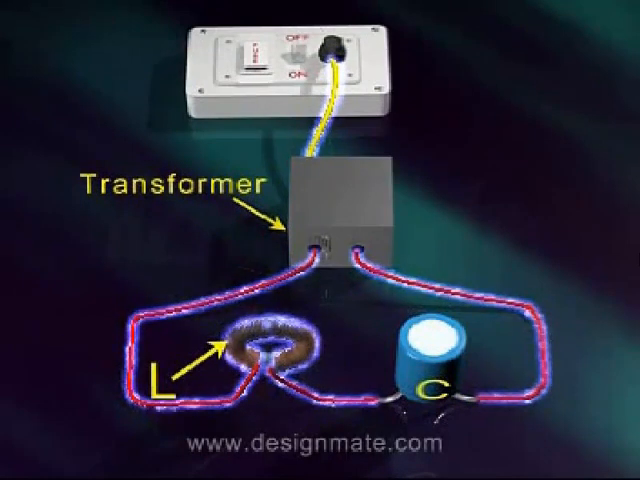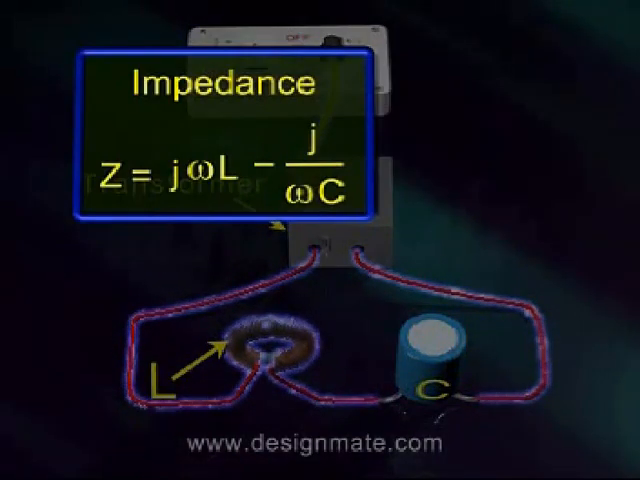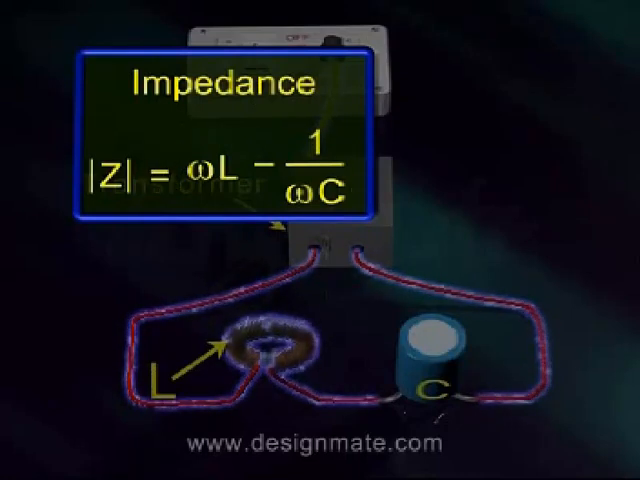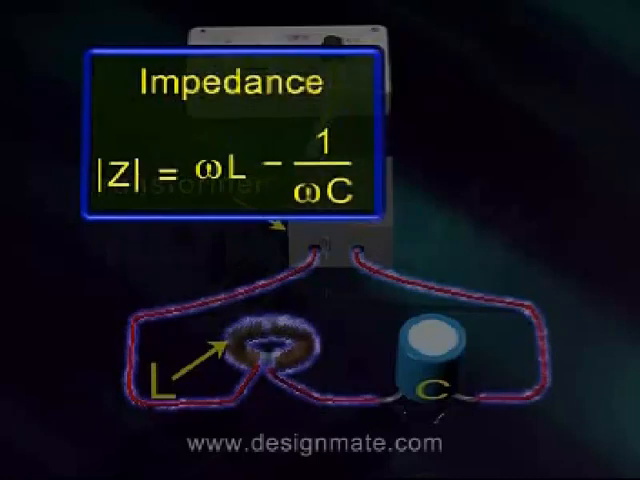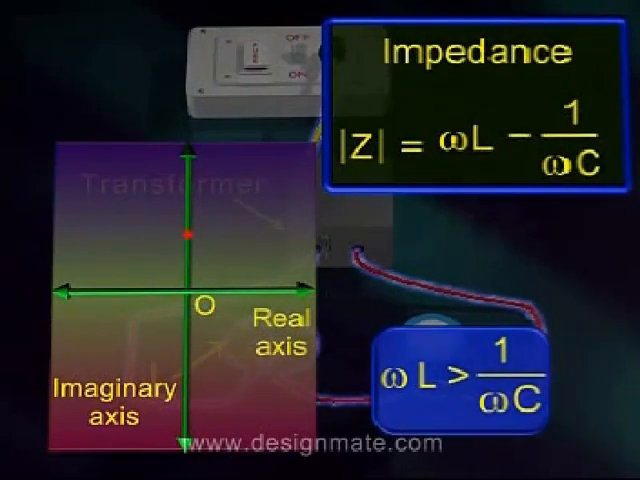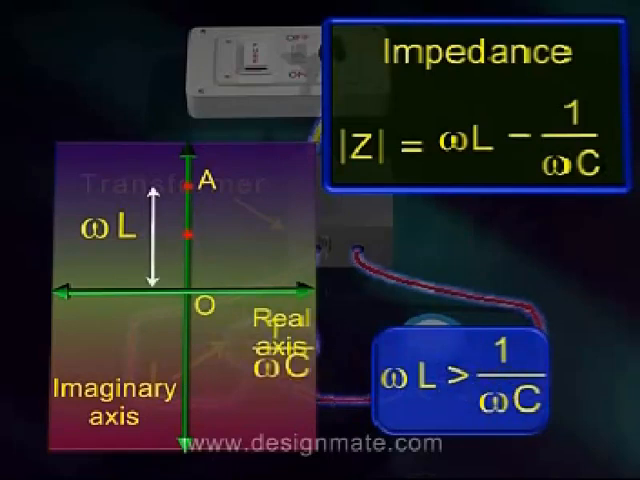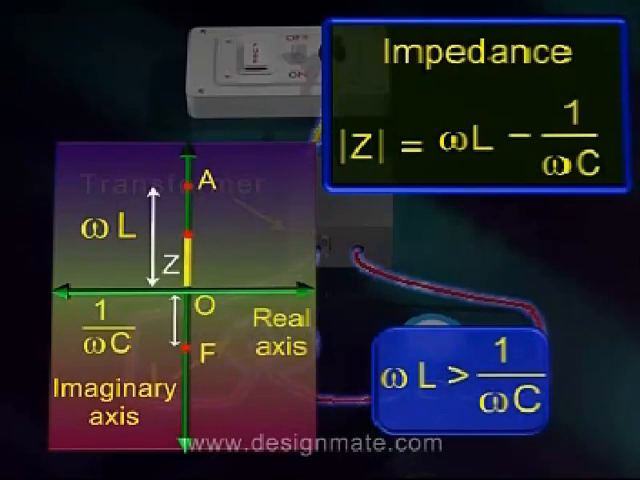5. AC circuit with L and C in series. The impedance Z appropriate to this situation: Z is equal to j omega L minus j upon omega C. Modulus Z is equal to omega L minus 1 upon omega C. If we take omega L greater than 1 upon omega C, Z will be shown in the figure by OG. In this situation, delta is equal to pi upon 2.